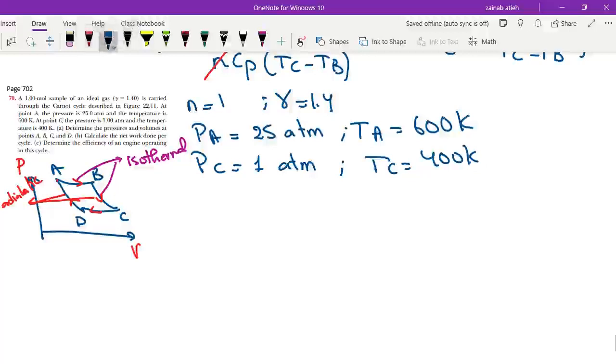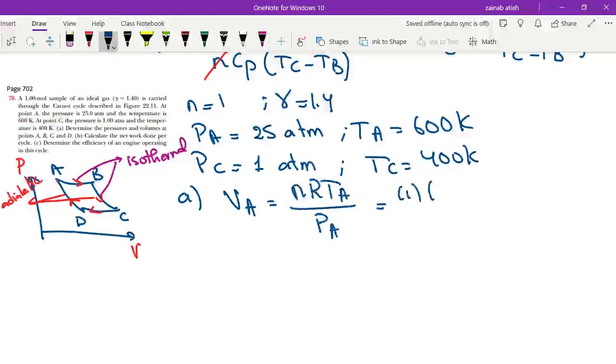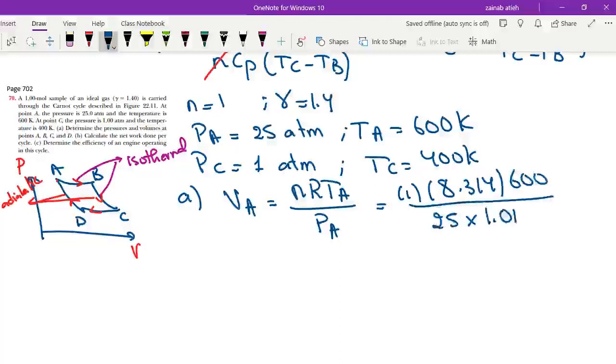Let me start first with point A because it's easy. Now at point A, with pressure and temperature I can find the volume from the equation of state of an ideal gas. This is easy. With two of them I can find the third. Okay, so part A, VA: PV equals nRT. So V equals nRTA over PA. So n is 1, R is 8.314, TA is in Kelvin, pressure must be in Pascal, so I have to multiply by 10 to the power 5. Everything is okay, I get my answer, which is 1.96 times 10 to the power minus 3 meter cube in SI units.